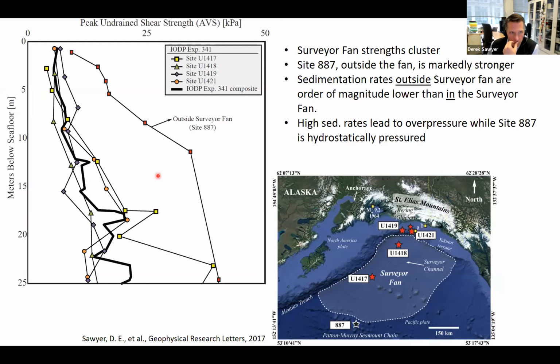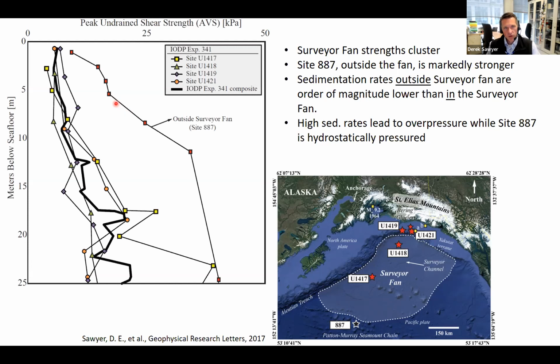You can see the plot on the left is what we've been looking at before, where we have depth on the y-axis, and these peak undrained shear strength measurements coming directly from the cores on the x-axis. There are two families of data plotted here. The first, this cluster, is the actual measurements made at the red stars. So you have sites 14, 17, 18, 19, and 21. Those are all plotted here. The thick black line is the composite of those four sites, so it's basically treating all four sites as if they were one Surveyor Fan site, making a composite.